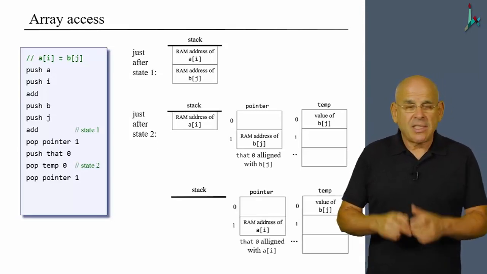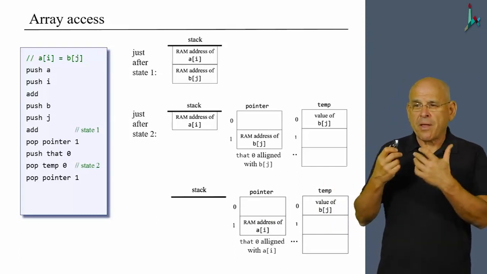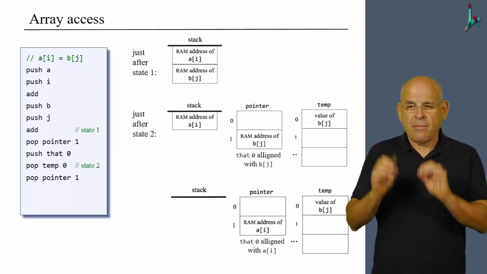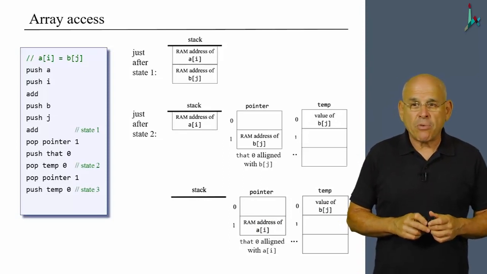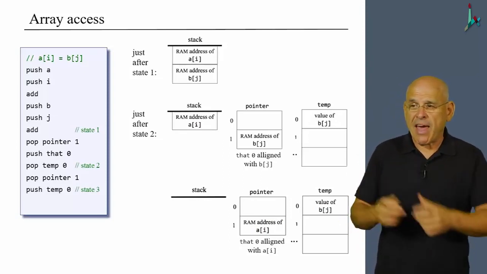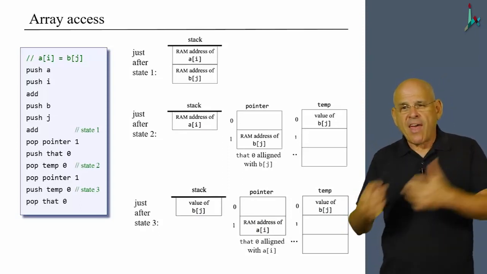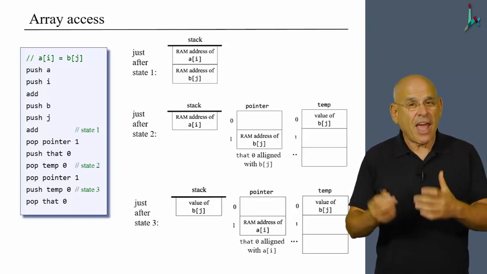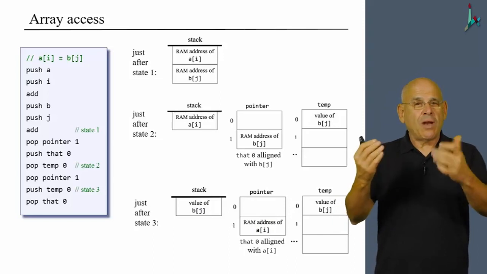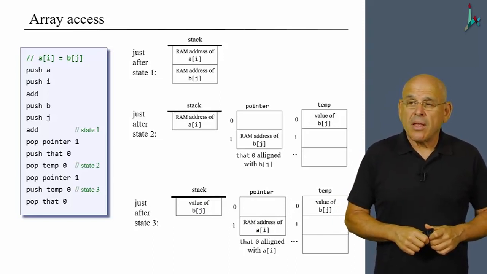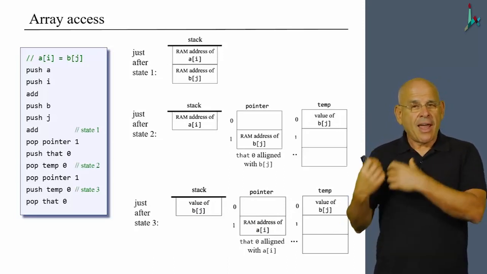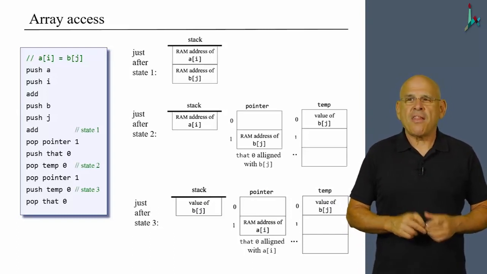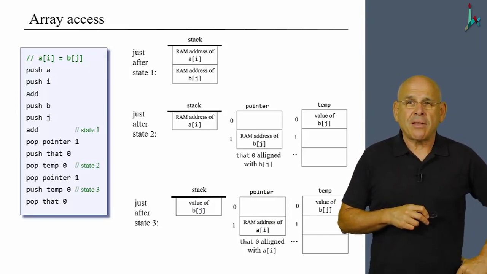And once we do this, the stack will be emptied, and pointer 1 is going to contain the base address of a[i]. That 0 is going to be aligned perfectly well with a[i], so I can proceed to push temp 0, which is the value of b[j], onto the stack, and then unload it or pop it onto that 0, which is a[i], or the address of a[i]. And this will actually accomplish what I need. So this solution, unlike the previous one, will always work. It is bulletproof, and that's how I'm going to generate code to handle array access.